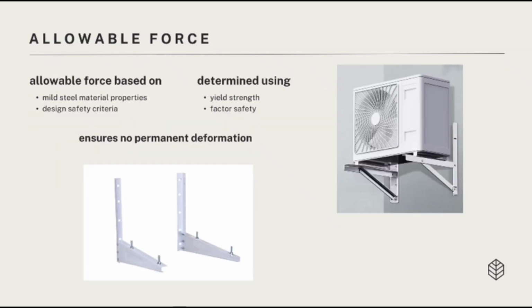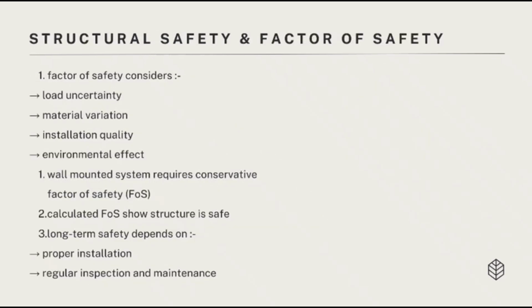Next, the allowable force of the structure is determined based on the material properties and the applied factor of safety. This ensures the working stress remains well below the yield strength of the material, preventing permanent deformation under normal operating conditions. Finally, structural safety is evaluated using the factor of safety, which accounts for the loading, material properties, installation quality, and environment exposed.